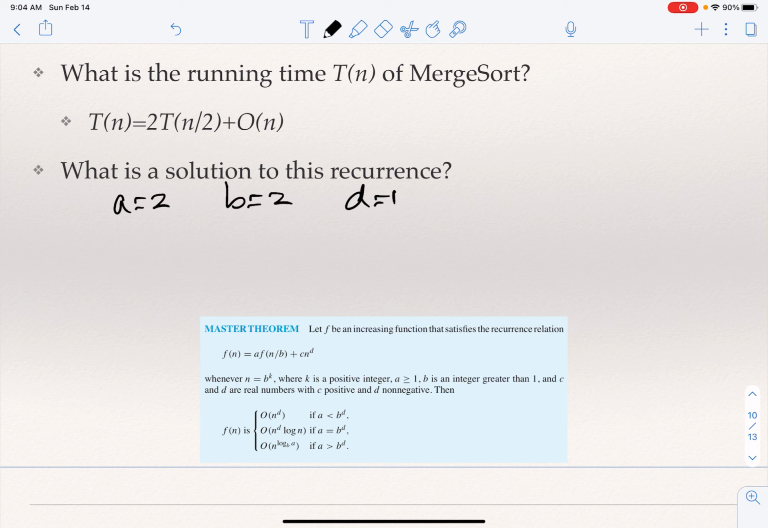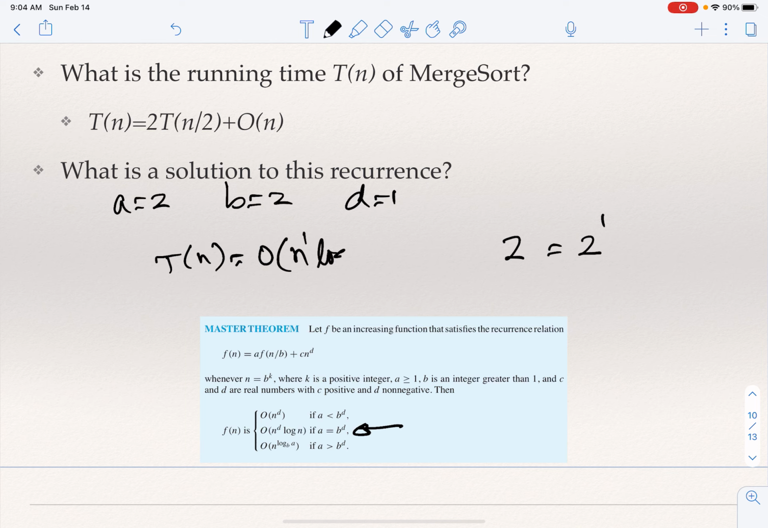So now we need to look at A and B to the D. We notice that A, here 2, equals 2 to the 1. So the solution that applies to Mergesort is this one. So T of N is O of N to the D, which is 1, log N. So the running time of Mergesort is O of N log N, okay? Which is a very, very fast algorithm.